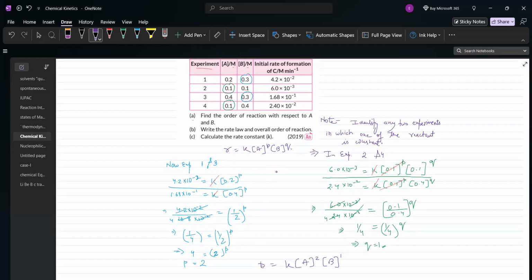Please stop copying and just think about it for a minute. Can you find K? Calculate the rate constant. Can you find it?